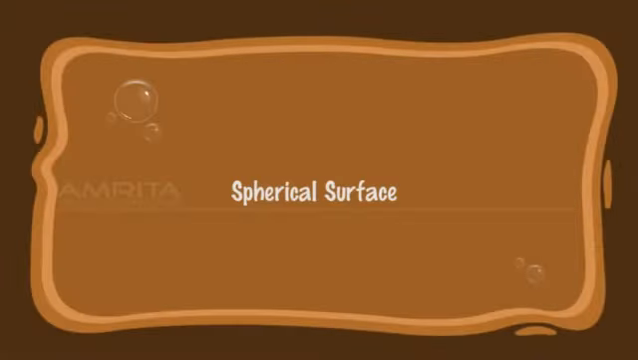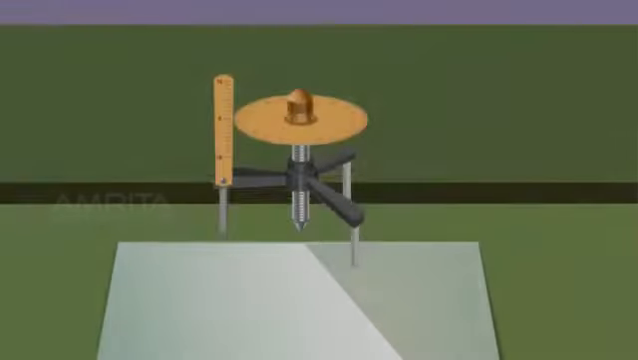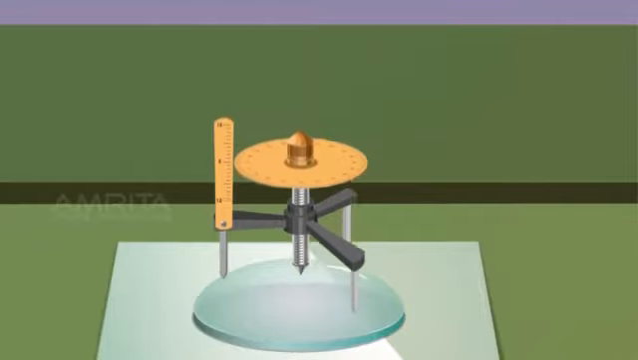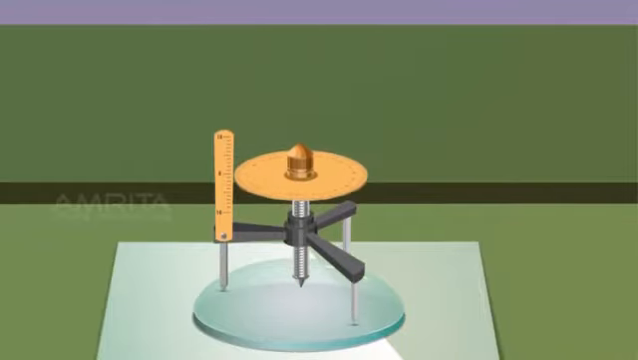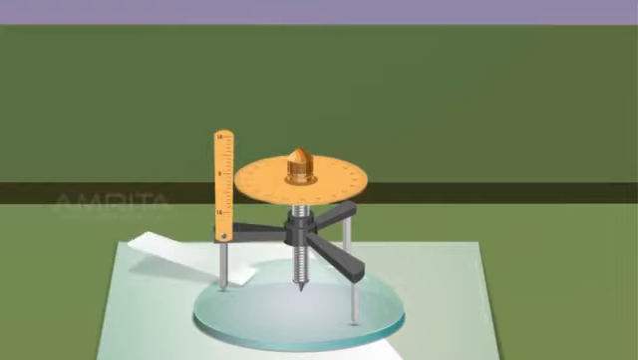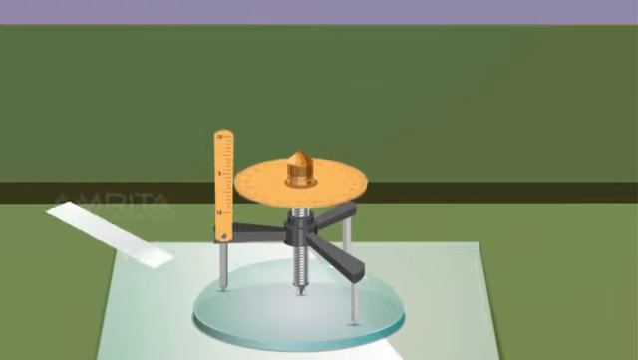Spherical surface. Raise the spherometer sufficiently enough to keep the given spherical surface on the large plain glass slab. Gently turn the screw downwards till the screw tip just touches the spherical surface. Insert a paper strip for confirmation. If the paper strip cannot be inserted, then the screw tip is in direct contact with the surface and the measurement can be made.